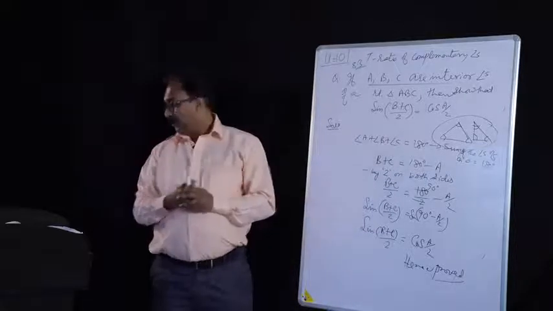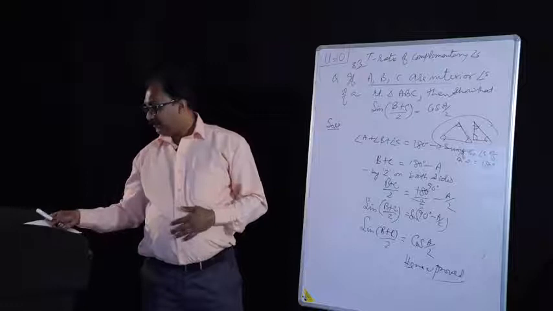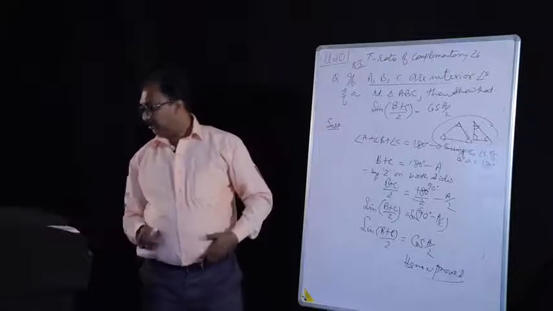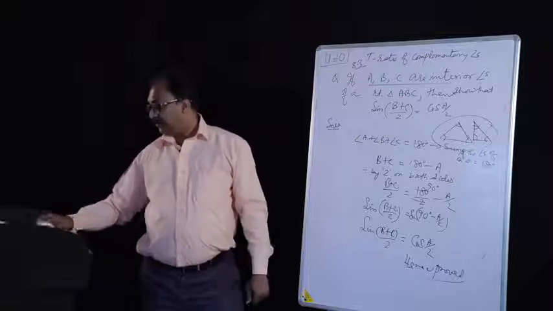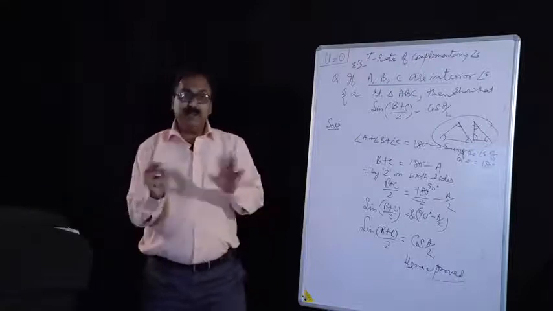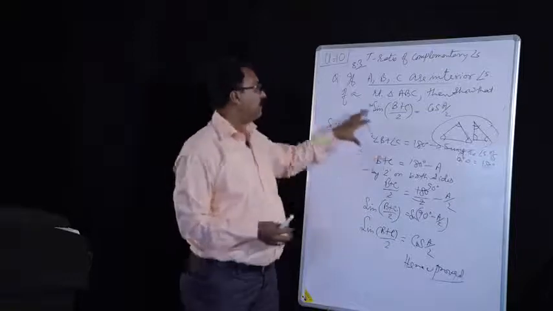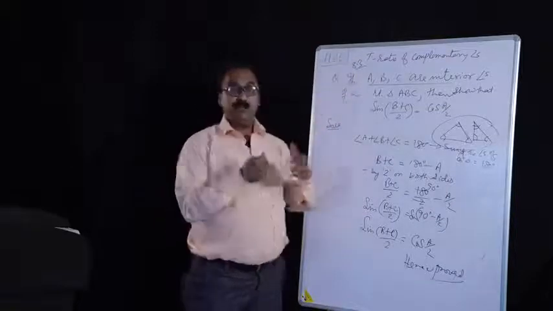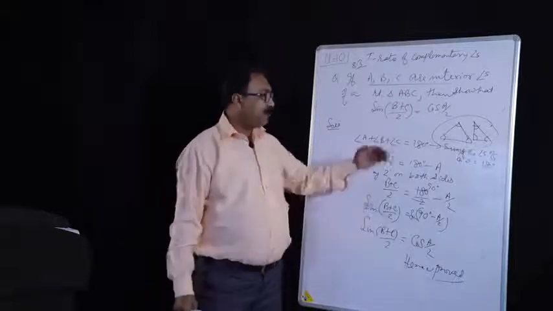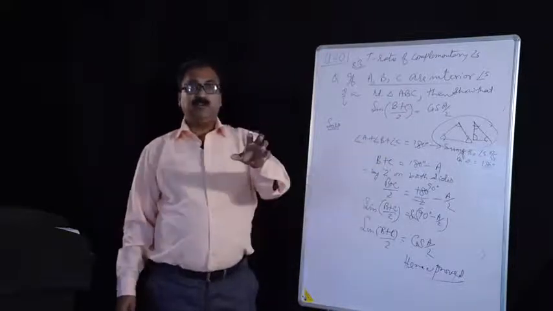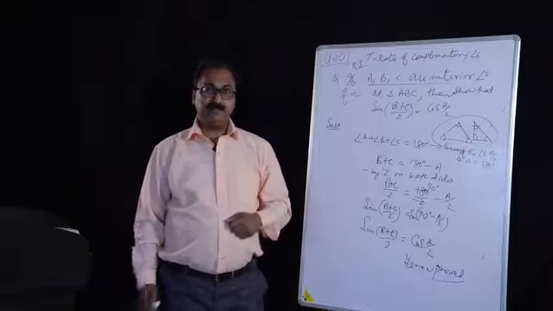Is it clear now? After that, we'll give you some assignment. You can do it at home. The remaining portion of the exercises in chapter 8, Exercise 8.3, you can do it. Clear? Now we switch over to the next part of trigonometry, that is trigonometric identities. Is it clear?